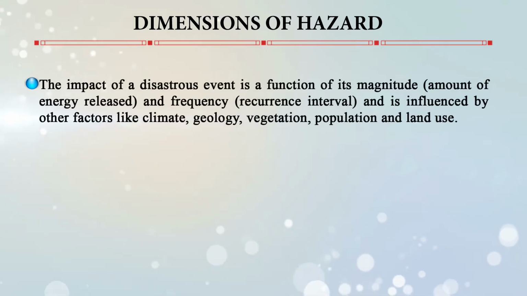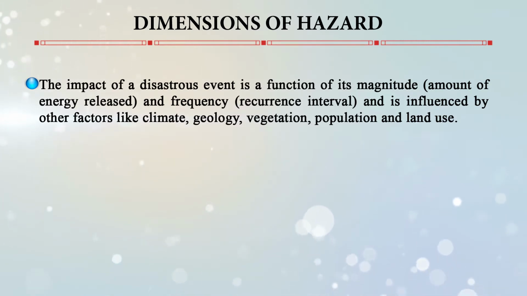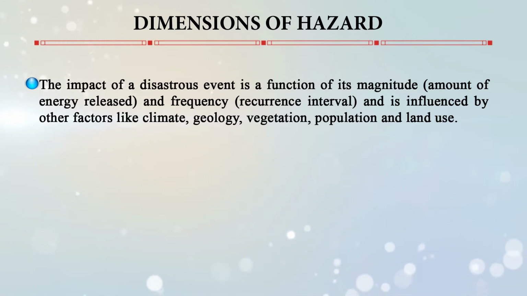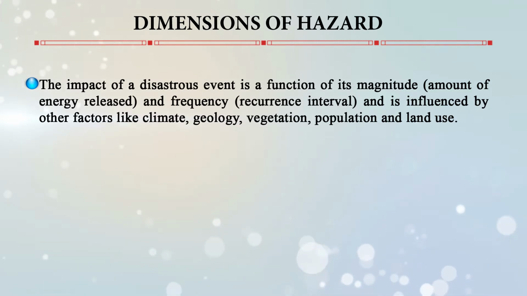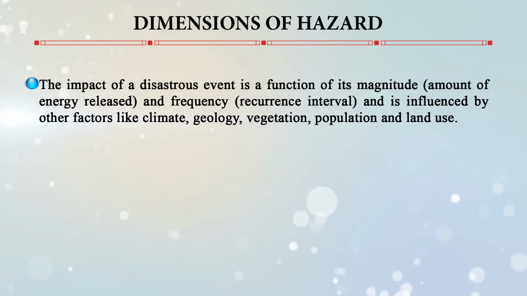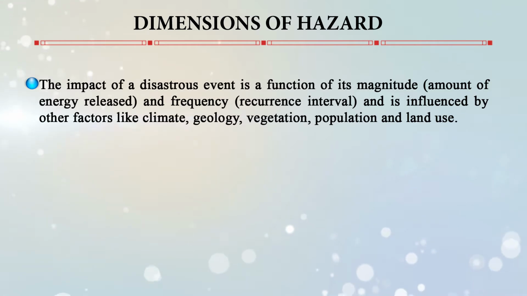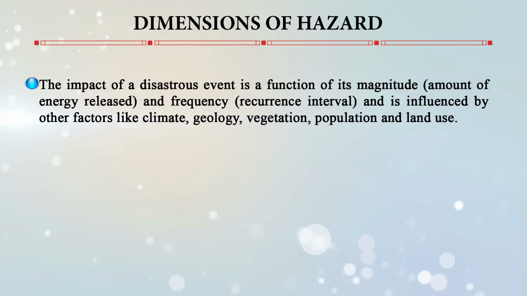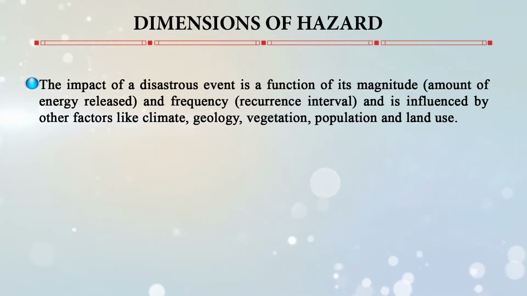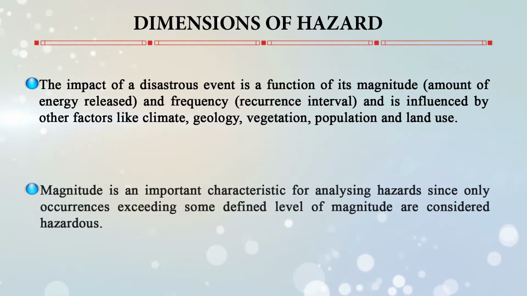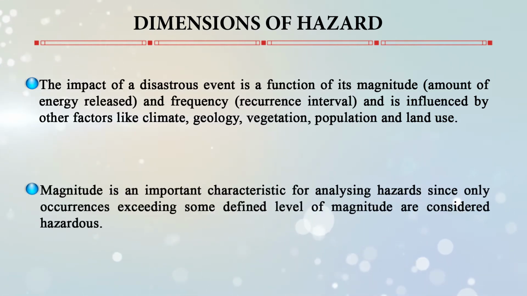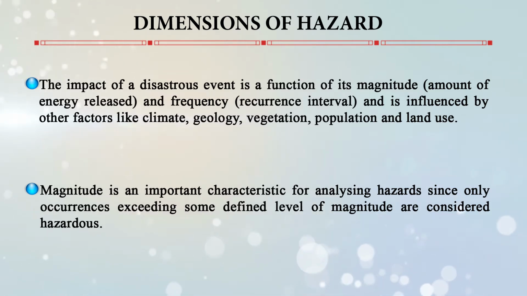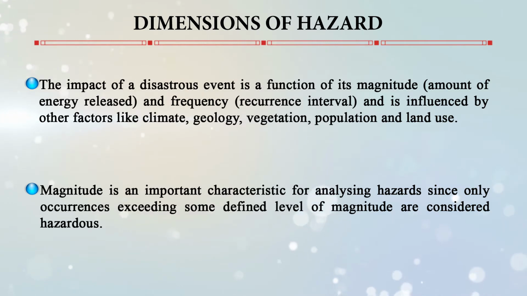Dimensions of a hazard. Now the impact of a disastrous event is a function of its magnitude, that is the amount of energy that is released, and also the frequency, that is the recurrence interval. All this is influenced by other factors like climate, geology, vegetation, population and also land use. Magnitude is also a very important characteristic for analyzing hazards, because only occurrences that exceed some defined level of magnitude are considered hazardous.